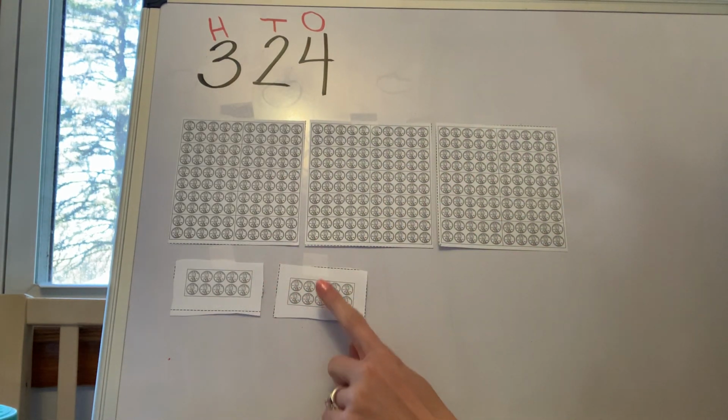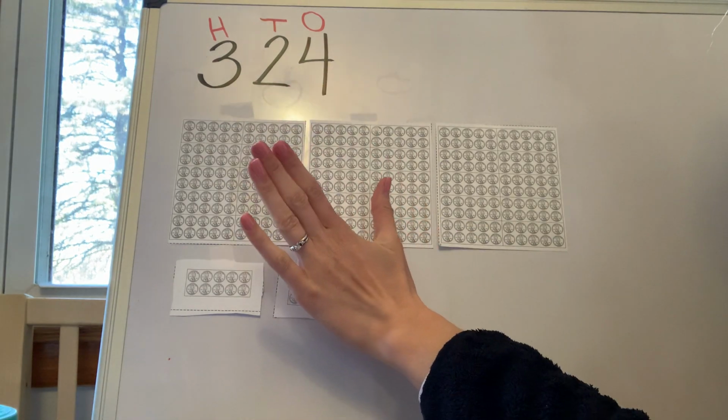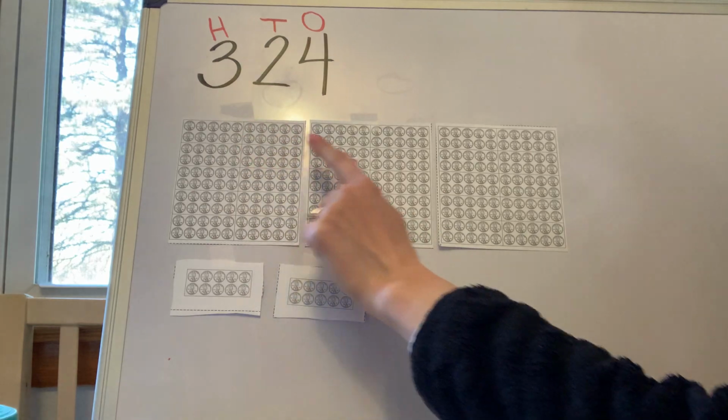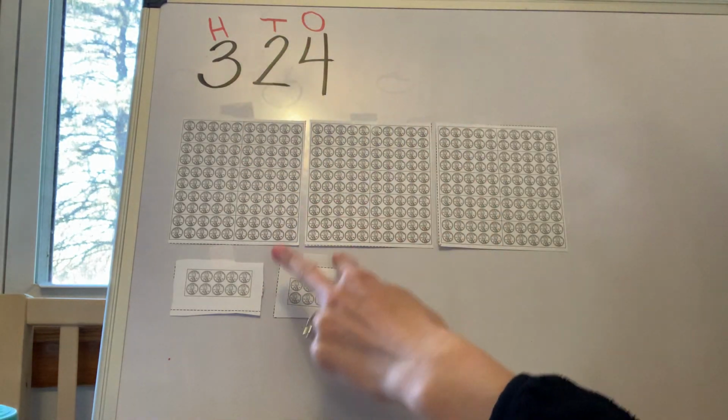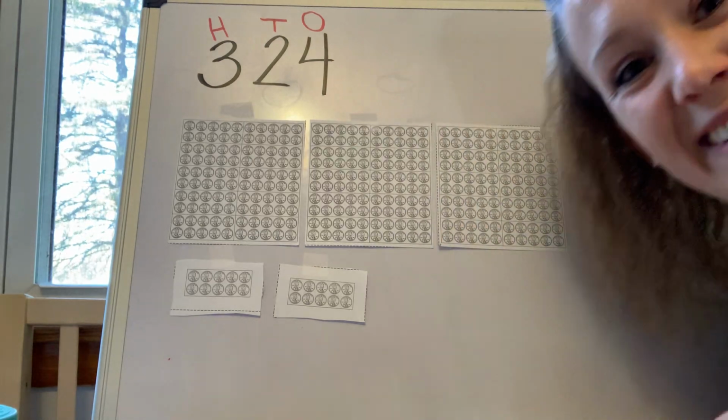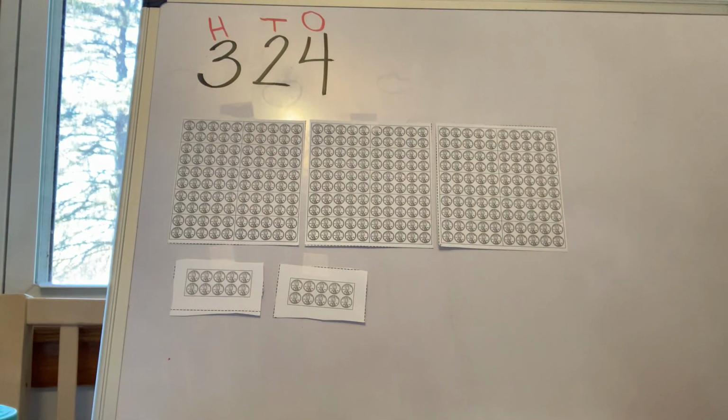Now 1 ten, 2 tens. I'm done. I can't put up any more because that would not be the right number. It says 3 hundreds. The 2 is in the tens place, so I need 2 tens. And now how many extra ones? 4.